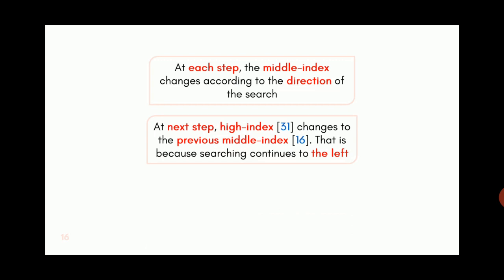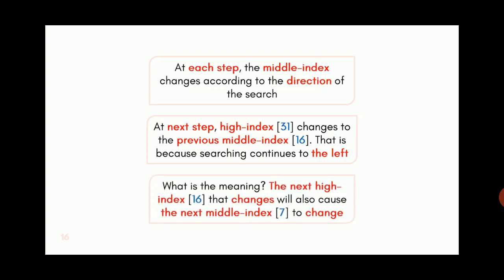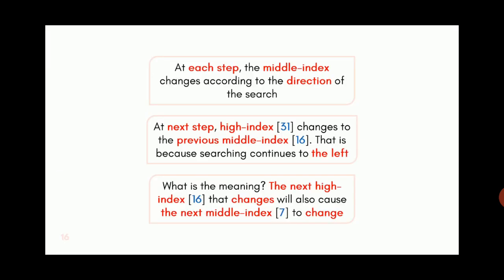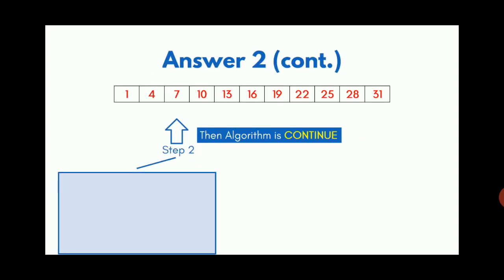That is okay. And next, the higher index, that is 30, goes to the previous middle index. That means the higher index goes on the mid value. The value is set, okay. That is because the search continues from lower to mid value. So the next higher index is 6, it changes because the next middle value is 7. And here we have to check that 16 is our mid, then higher is mid.